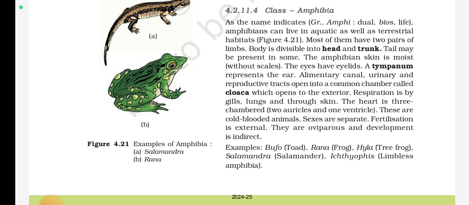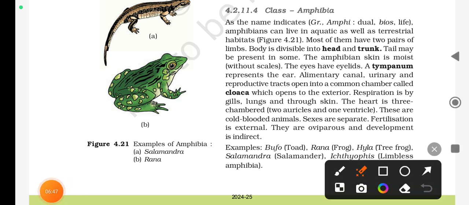Amphibians means dual life. They can live in water as well as in terrestrial habitat. Amphi means they can survive in aquatic as well as terrestrial habitat. Most of them have two pairs of limbs. Under Tetrapoda they are. The body is divided into two parts, head and trunk. In some amphibians, not all, a tail is also present.